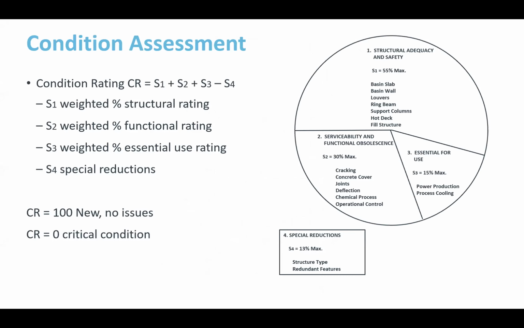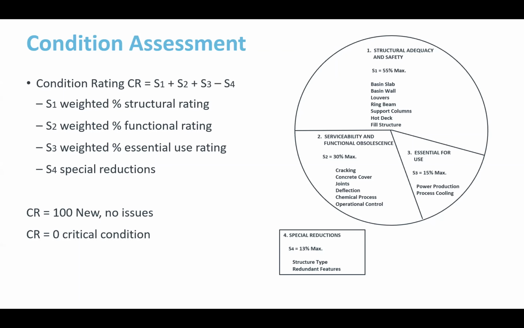And lastly, following the same model here, for structural adequacy and safety, you have the different structural elements of the cooling tower: basin slab, basin wall, louvers, ring beam, support columns, hot deck, fill structure. The serviceability and functional obsolescence covers cracking, concrete cover, joints, deflection, maybe the chemical process that's being used, and the overall operational control of the tower.